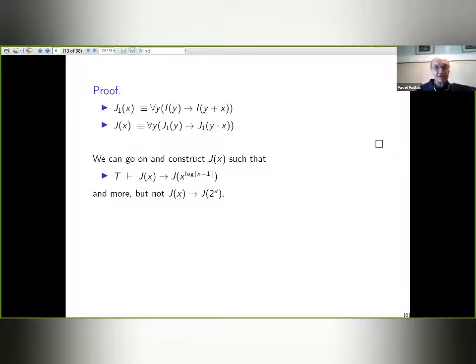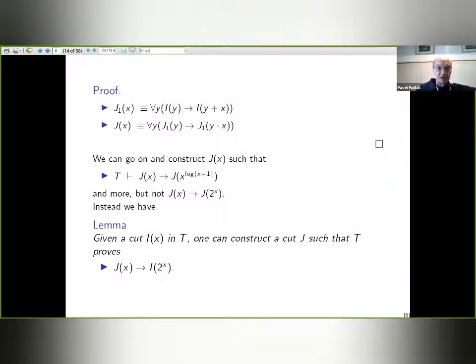But one can go on and construct also a cut such that it is closed under functions that grow faster, in particular x to the log x. So this grows faster than any polynomial function, because in this J we have all polynomial functions, but this is more. And one can go on and have cuts closed under faster growing functions, but one cannot get a cut that is closed under exponentiation in general.